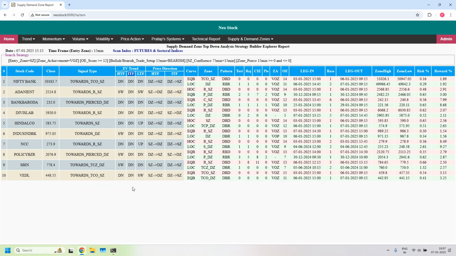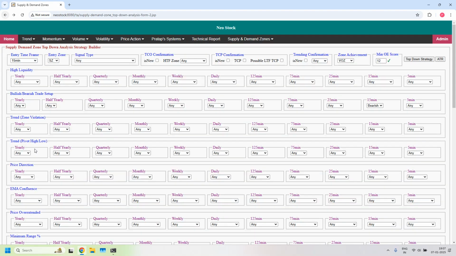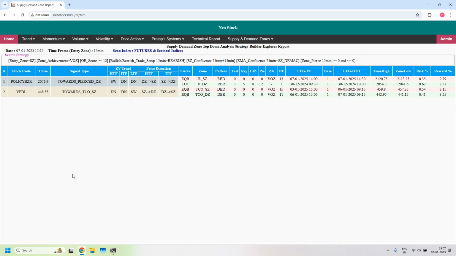If any of those 75 minute supply zones are having daily EMA confluence, they are even more high probability trade setup supported stocks. Let us verify. In the EMA confluence, at 75 minutes time frame. Why 75 minutes? Because 15 minutes supply zone is part of the 75 minute supply zone. That's why we are looking for 75 minute supply zone having daily EMA confluence. With this filter, we got two stocks. So these two are even more high probability trade setup, 15 minute supply zones.